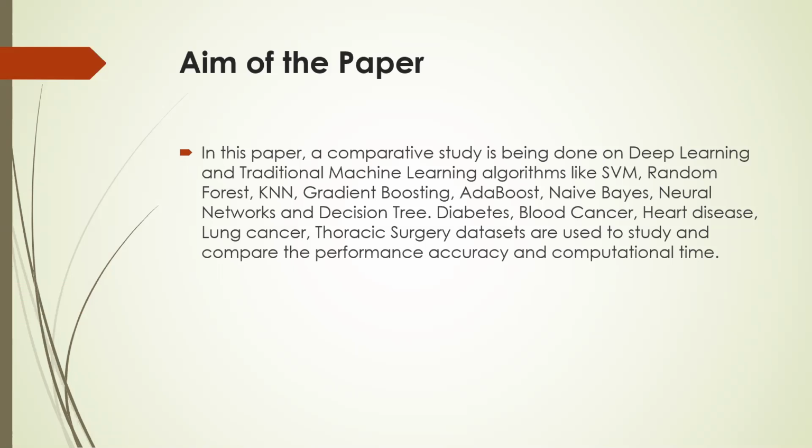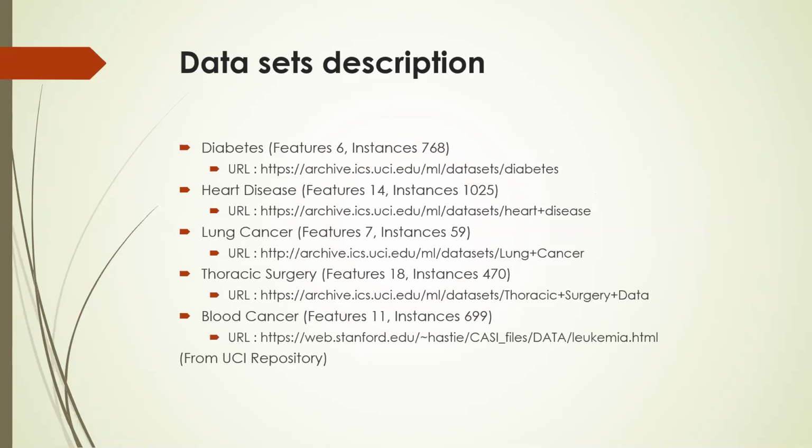I have used several data sets from the UCI repository like diabetes, blood cancer, heart disease, lung cancer, etc. Here we are comparing the performance accuracy and computational time of traditional machine learning algorithms with deep learning. These are the data sets. I have taken them from the UCI repository. Each data set has its own number of features and instances, for example 768 instances. So these are the descriptions.